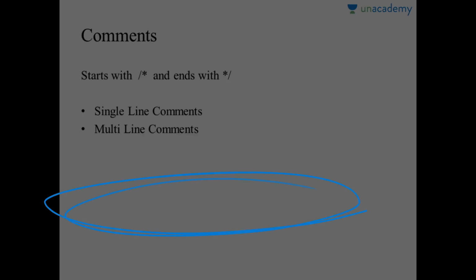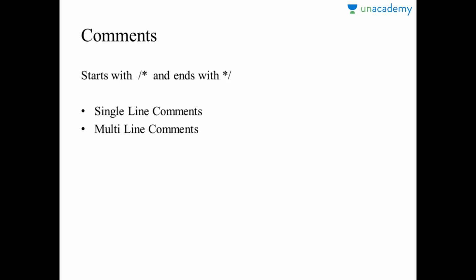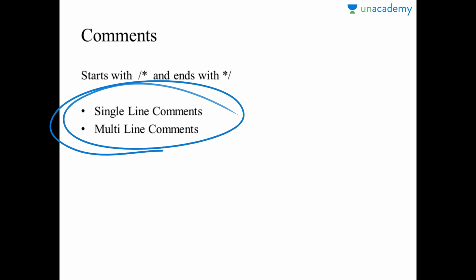Now to the comments in C language. Comments are used to explain the purpose of any particular statement, group of statements or functions in the program. Comments can be placed anywhere in the program. It's just for the understanding of code and how we are writing it. Comments start with this and end with this, and can be used for both single line comments and multi-line comments. Single line comments are in a single line, and when there are multiple lines, we call them multi-line comments.